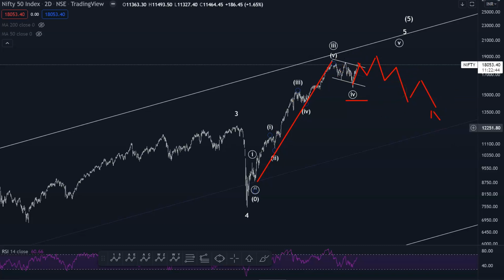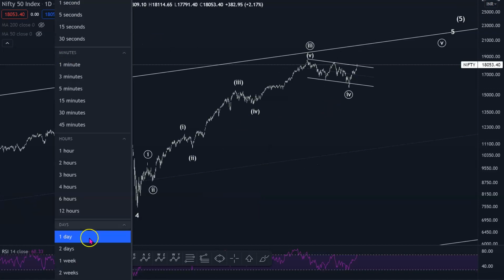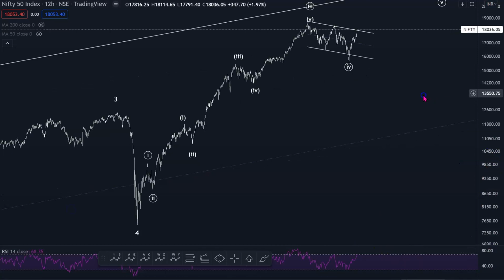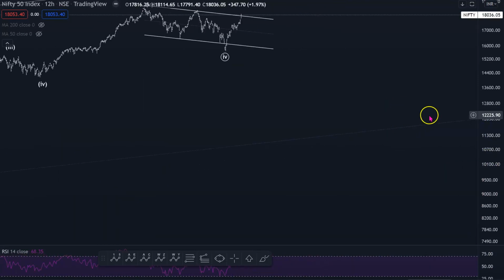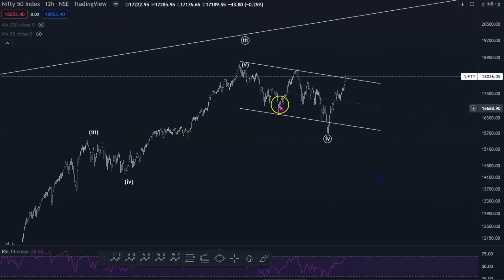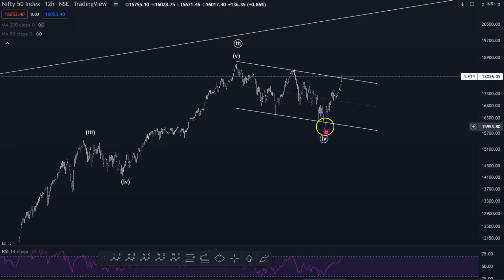So just be careful. I think this pattern in here is pretty encouraging. It looks good. Let me go to a 12-hour chart even, and see if I can zoom this out a little bit. So that's 5, that's 3, and this is a beautiful corrective pattern.